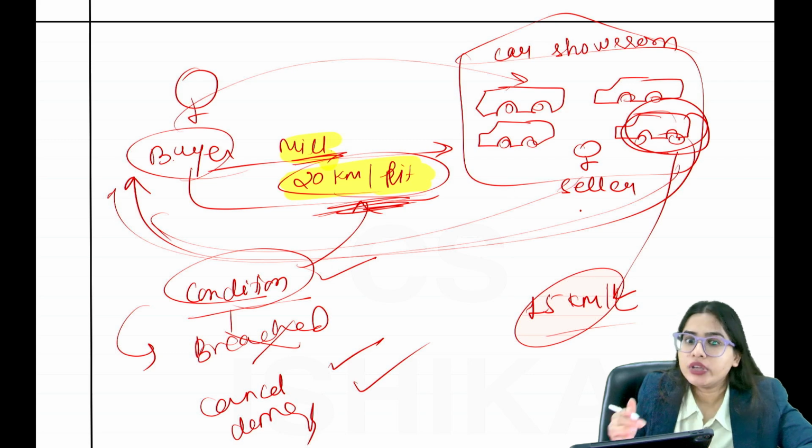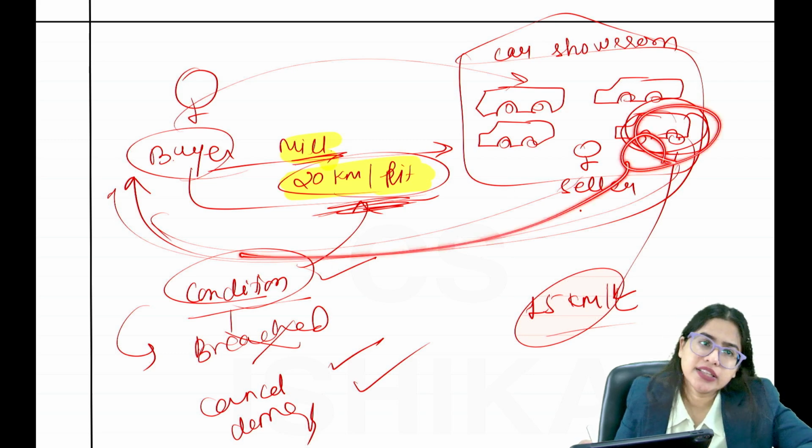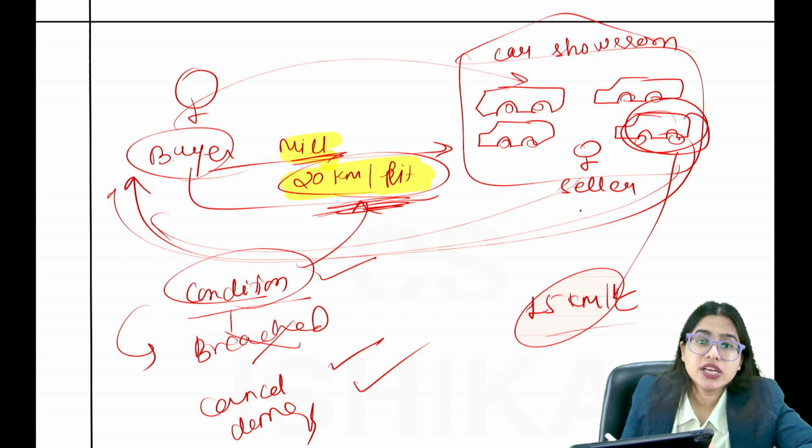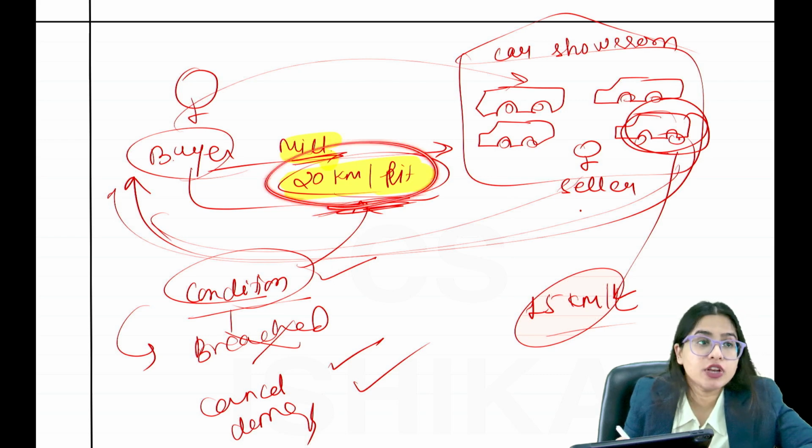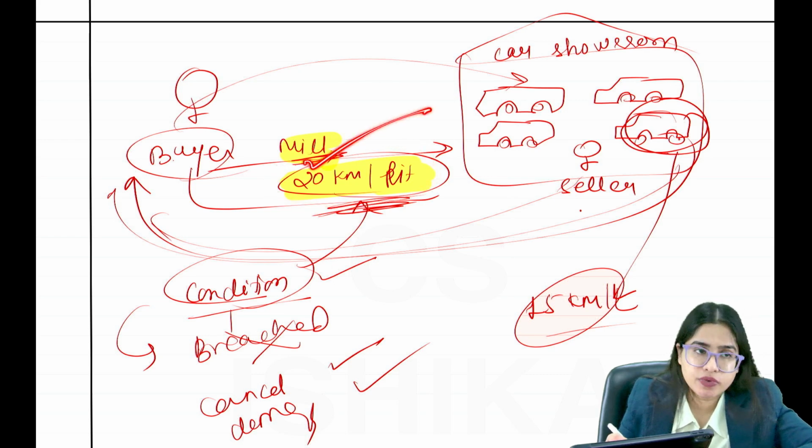So he gave me a car. He said, buy this car, this car gives you 20 kilometers per liter mileage. Is this a condition? Yes. The buyer specifically said, I want a car with 20 kilometer mileage. So this is a condition, it's very important.